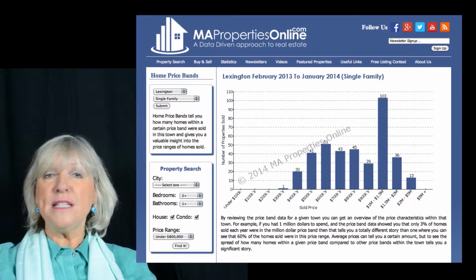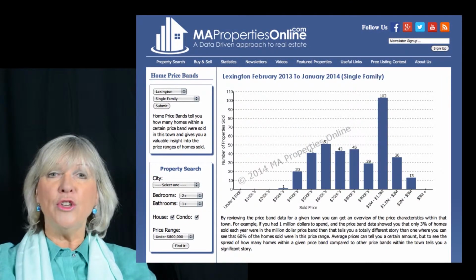If you review the same data for Lexington, you can see that the majority of homes are sold in the $1 to $1.5 million price range. If you were moving from out of town and have not even stepped foot in either town, you can identify just from the home price band data which town may work best for you.